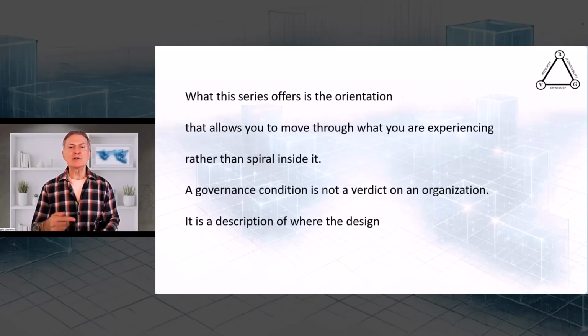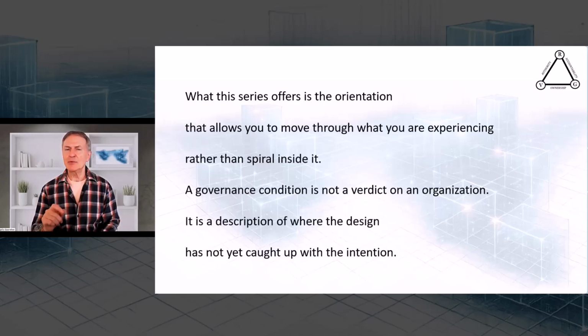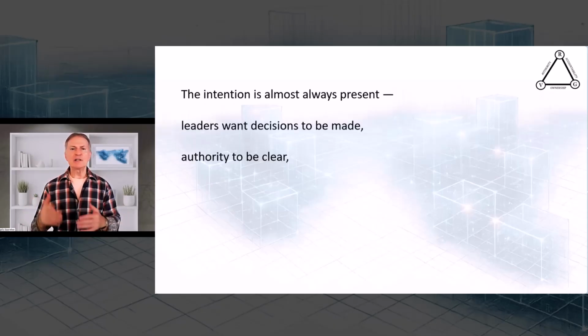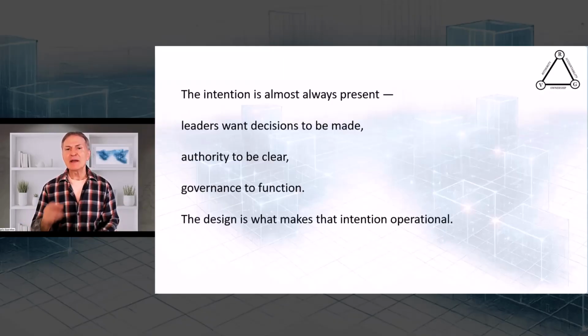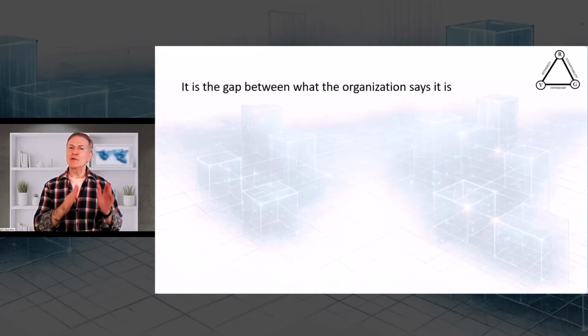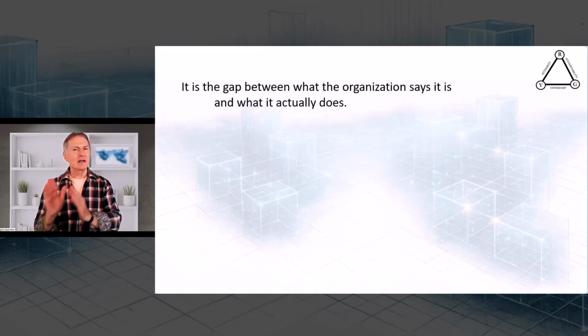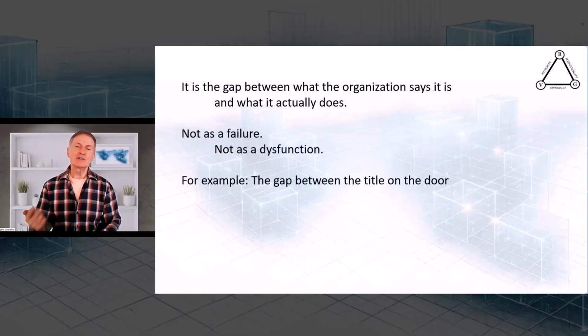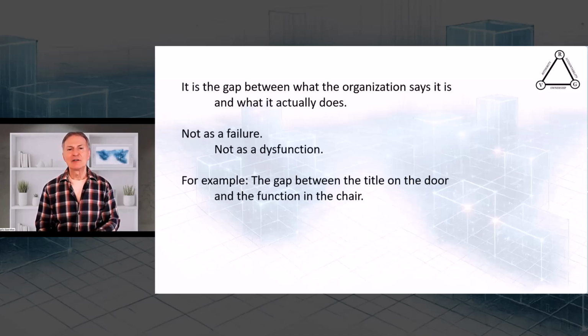A governance condition is not a verdict on an organization. It is a description of where the design has not yet caught up with the intention. The intention is almost always present. Leaders want decisions to be made, authority to be clear, governance to function. The design is what makes that intention operational. This series is about the design. It is the gap between what the organization says it is and what it actually does. Not as a failure, not as a dysfunction. For example, the gap between the title on the door and the function in the chair.